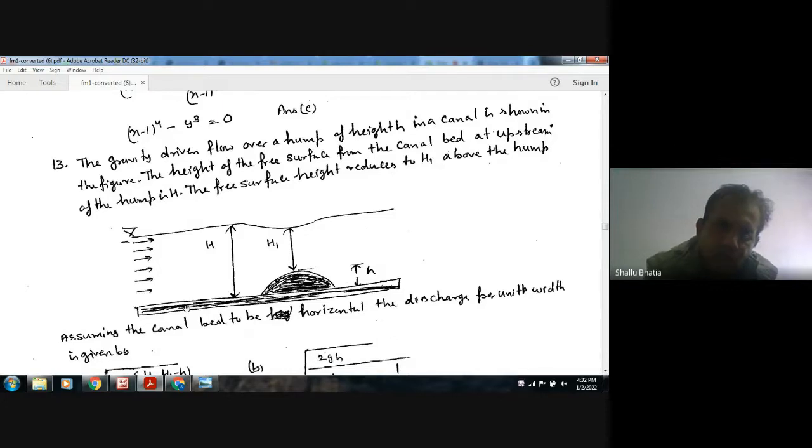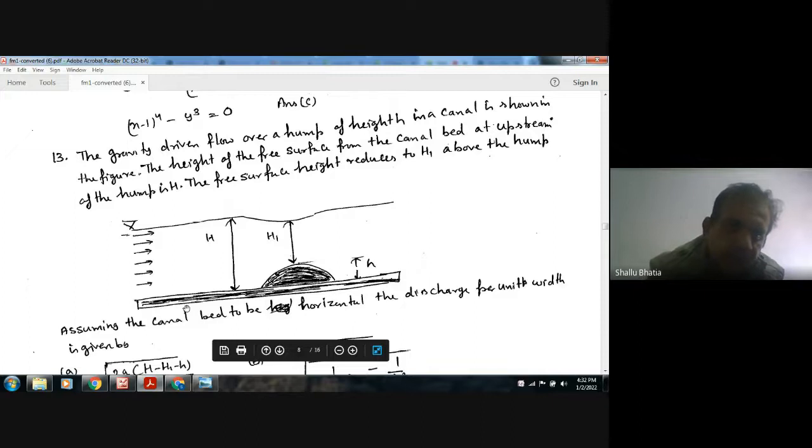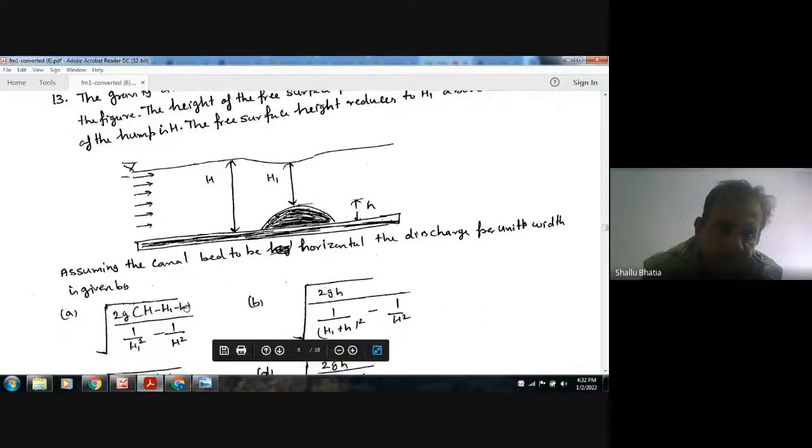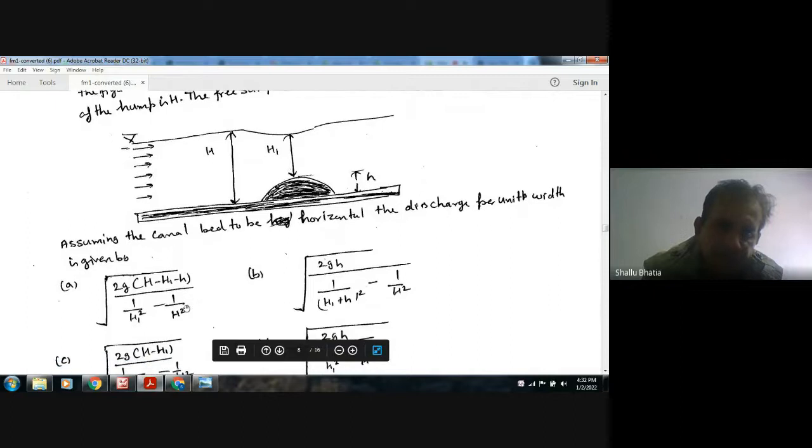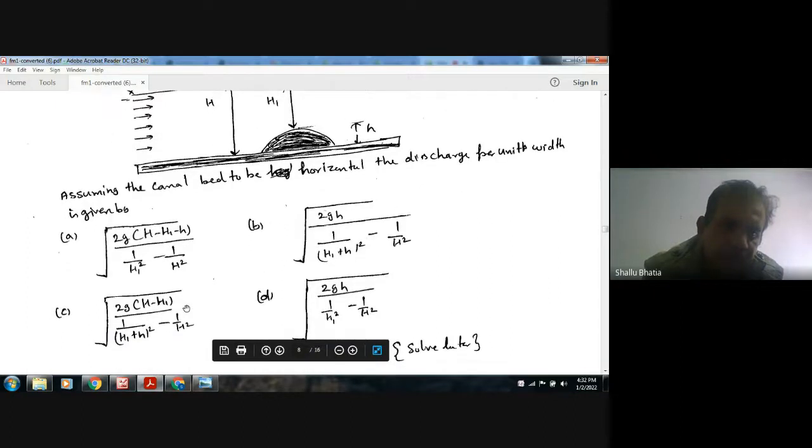The gravity driven flow over a hump of height h in a canal is shown in the figure. The height of the free surface from the canal bed at upstream of the hump is h. The free surface height reduces to h1 above the hump. Assuming the canal bed to be horizontal, the discharge per unit width is given by option A, root 2g (h minus h1) divided by (1 by h1 square minus 1 by h square).